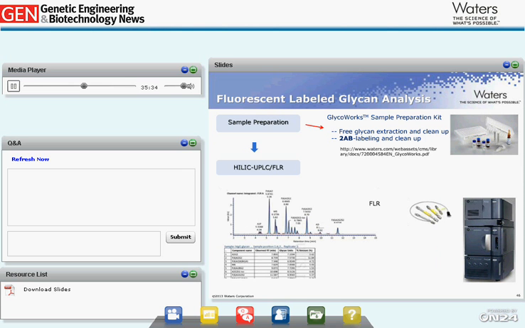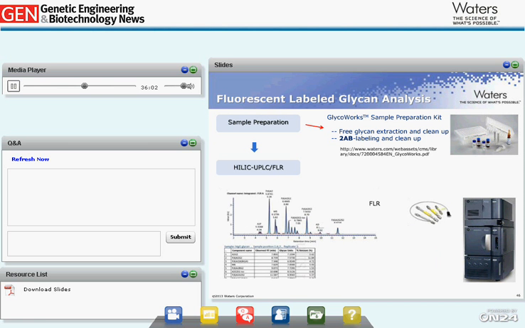So we talked about intact protein glycoprofiling. Now I will walk you through how to do FLR glycan profiling using Waters' analytical system. So we start with sample prep. The fluorescent labeling is done using 2-AB, just the same as Professor Pauling's method. And we offer a GlycoWorks sample preparation kit from Waters, and there's a web link for anybody that's interested.